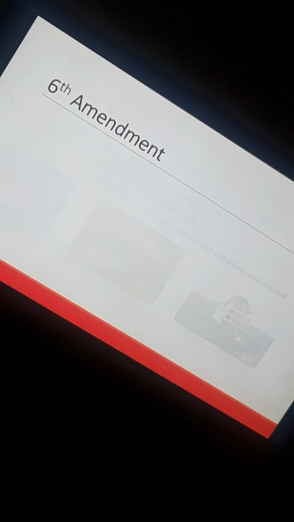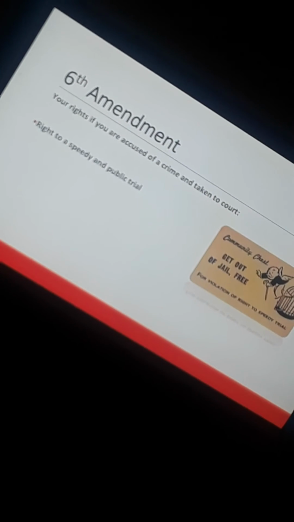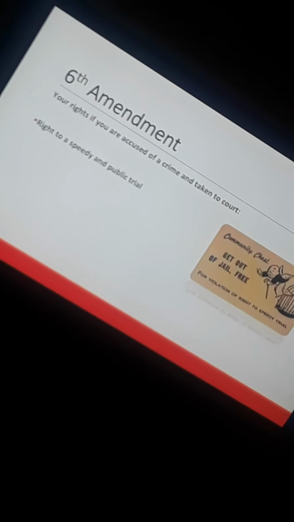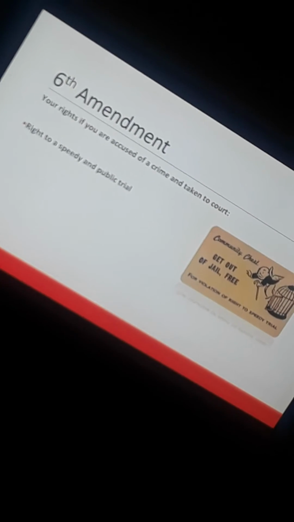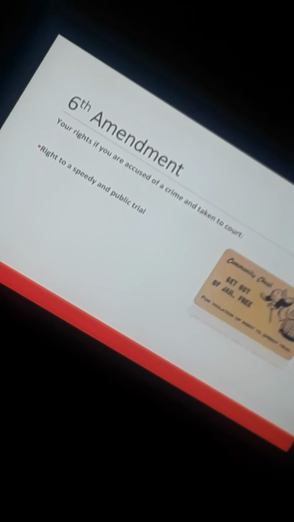Now, the last amendment we want to talk about is the Sixth Amendment. If you're accused of a crime and you're taken to court, you do have rights. The first one is you have a right to a speedy and public trial. So that trial has to happen speedily. Now, that's a little bit of a sloppy term, but they can't just throw you in jail and let you sit there for 10 years without giving you a trial or a trial date.